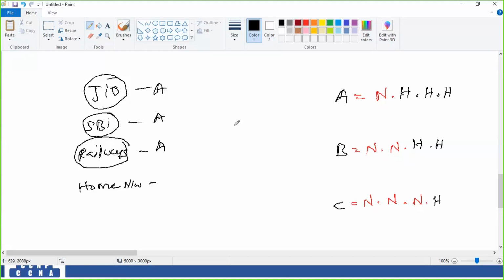So based on our requirement, it can be a network requirement or a host requirement. Based on our requirement, we can use A, B or C. Got it? For home networks or small networks, which class of IP is recommended? Class C. What is the class C range?